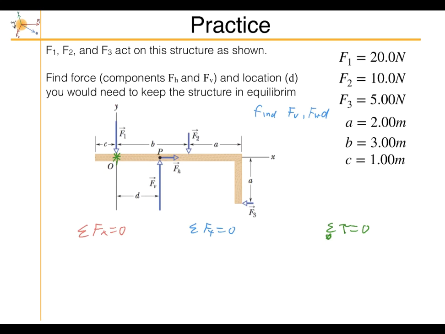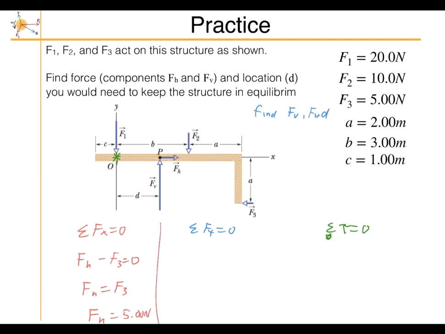Sum of the forces in the x direction. Well, there's one force to the right, FH, that's the force we're applying. There's one force to the left, F3, equals 0. That immediately gives us FH, by the way. FH is just equal to F3. F3 is given, it's 5 newtons. So FH is 5 newtons. So we're 1/3 of the way done already.